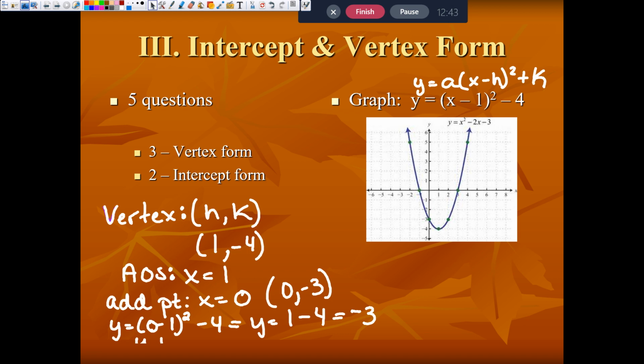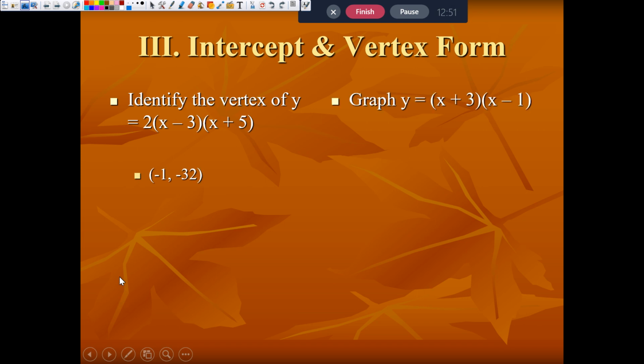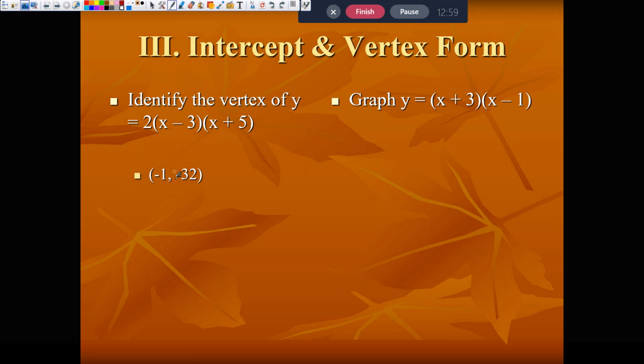Okay, from intercept form, it says identify the vertex. So we have to set both of our binomials equal to 0 to find our intercepts. So I'm going to have x minus 3 equals 0 and x plus 5 equals 0. So my x-intercepts are x equals 3 and x equals -5.